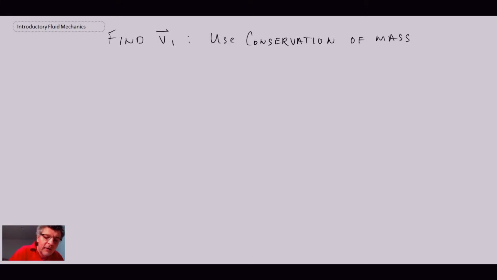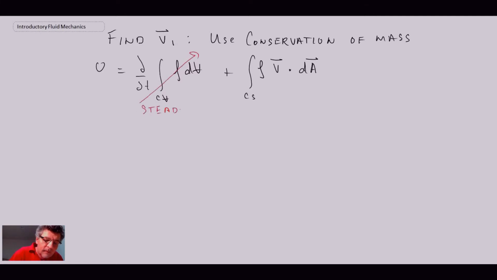Looking back at the conservation of mass for a control volume, now we were told that the water flows steadily. That means it's steady flow, so this term is gone. What we're left with is an integral over the two control surfaces where you have mass crossing the boundary, and that is surface 1 and surface 2.